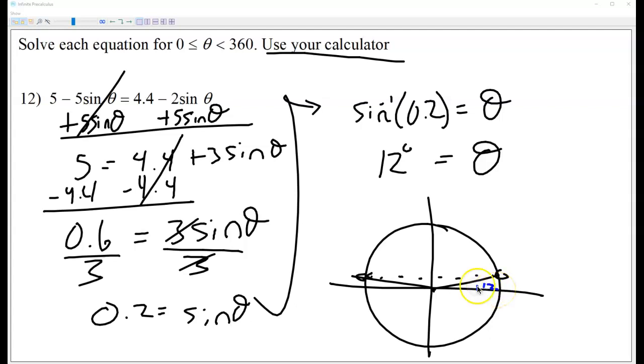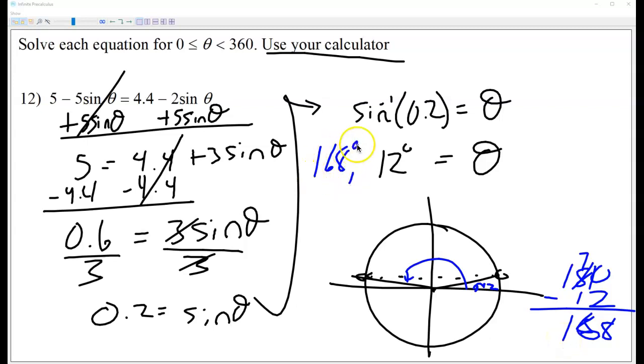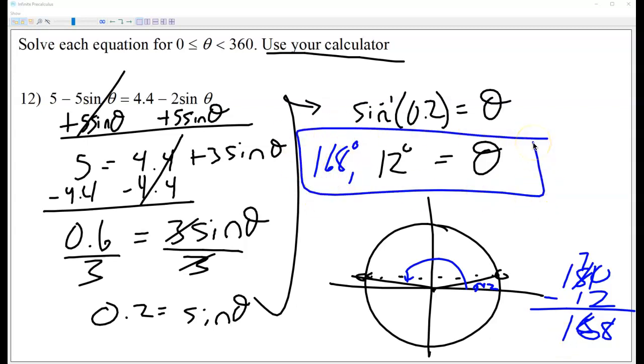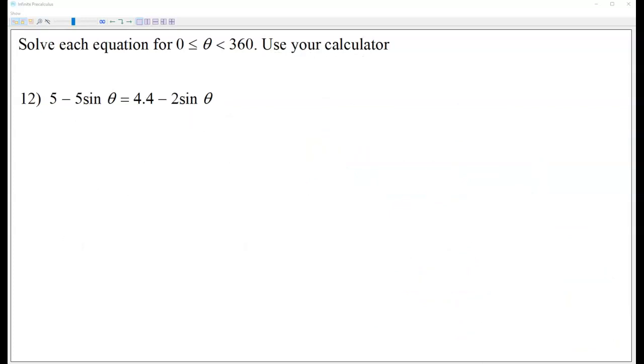And so what would this angle be? Well, it would be 180 minus 12. And so that looks like it would be, it's a 6, my bad, 168 degrees. So there's our two answers. And that's it. So the only difference is once you get to this step, you use your calculator and then you do what we've done before with finding answers using calculators. So it's basically like putting two of the ideas we've learned together.